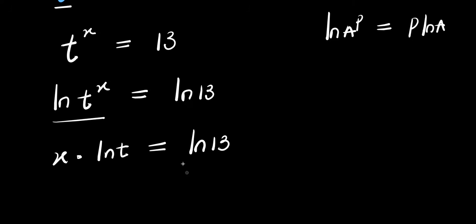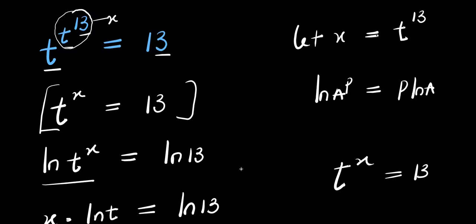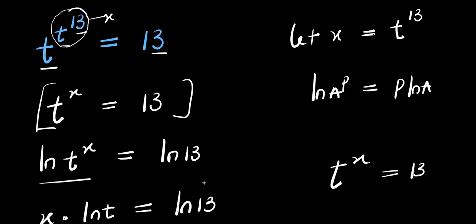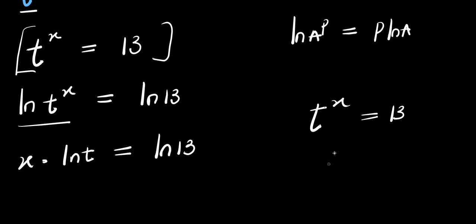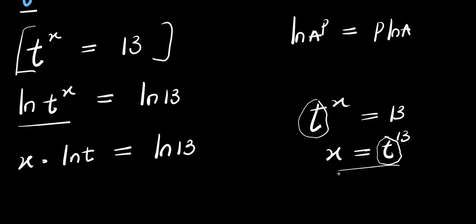Now, let's get back to this particular equation here. We have t power x equals 13. And what do we do? If you also consider this particular equation here, we simply have x equals t power 13. So we can easily isolate t from here. We can isolate t from here, and also even this one we can isolate t from here, but let's make use of this second one here.